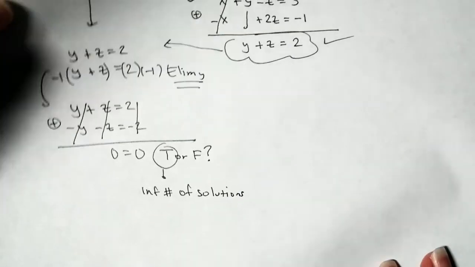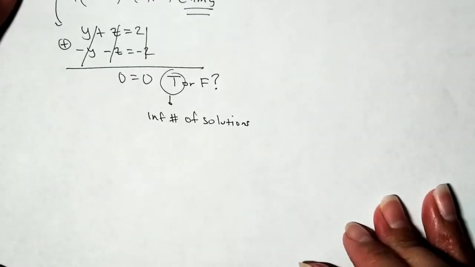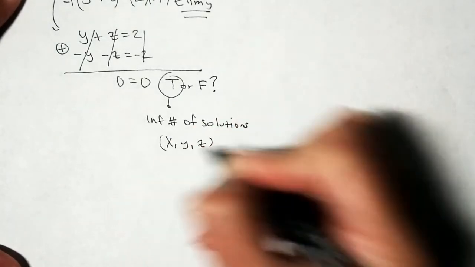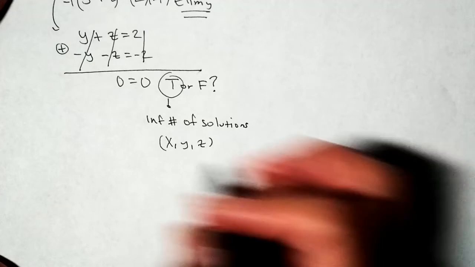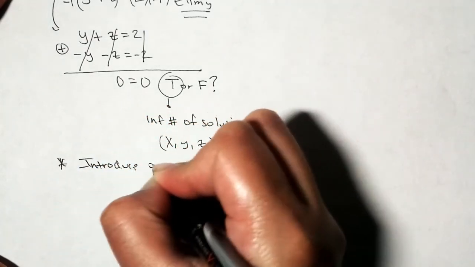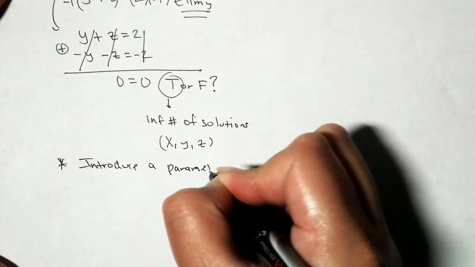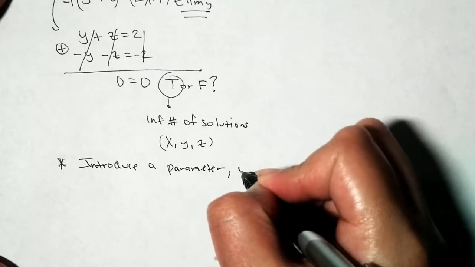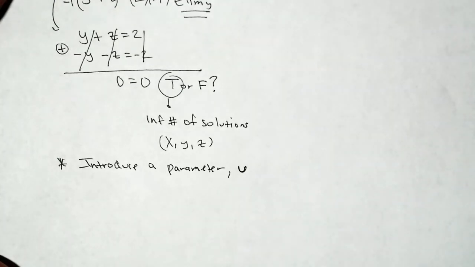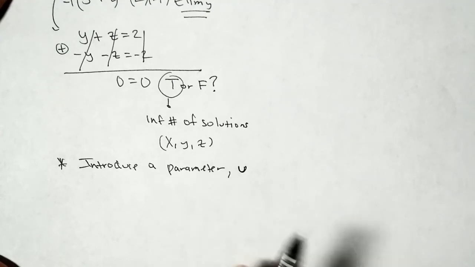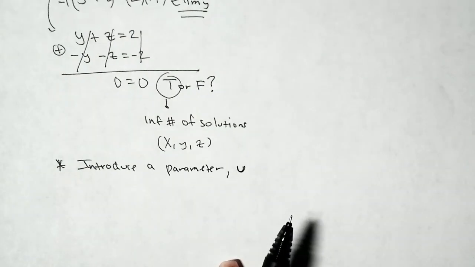Is this going to be on the test? Of course it is. Okay, so we have an infinite number of solutions, so let's go ahead and introduce our parameter. A parameter is pretty much a new variable that can take any value. I like to pick u, but check with your instructor. So our parameter, or new variable, is u. We need to write x, y, z in terms of this parameter u.